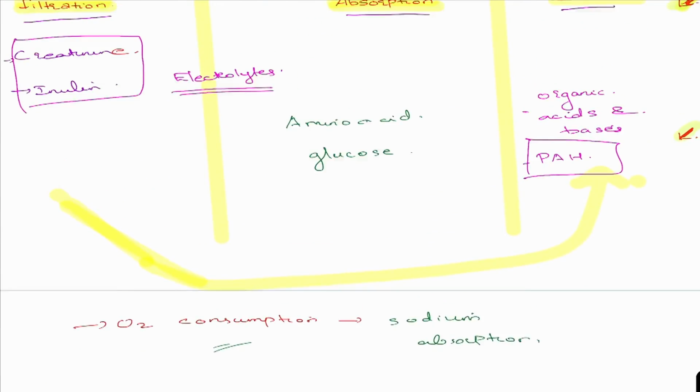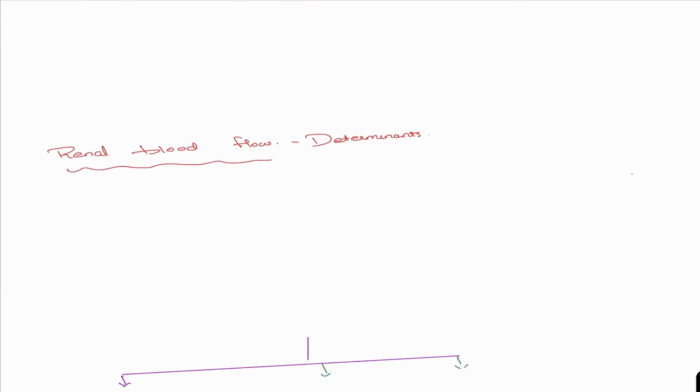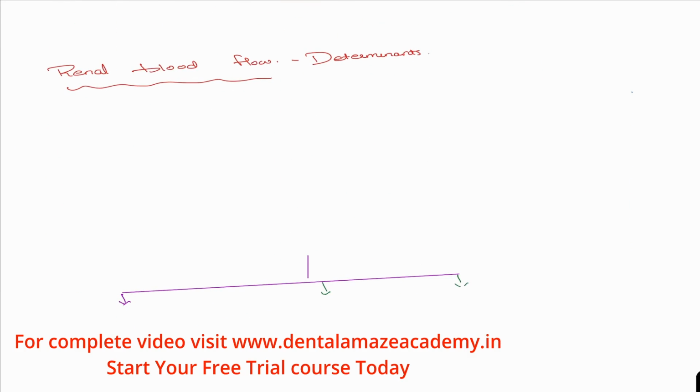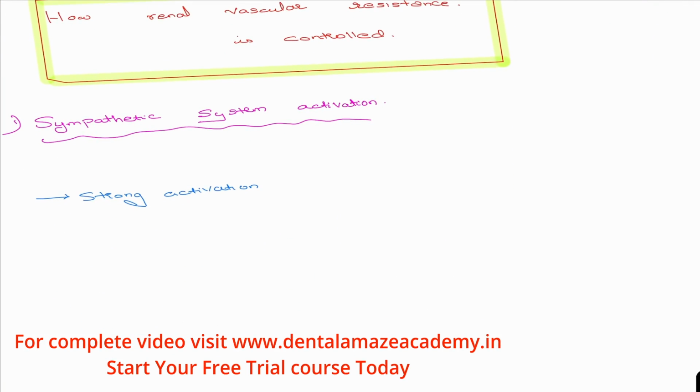So we said there is filtration, and we said there is also blood coming in and being used for the filtration purpose. So now we are going to study the renal blood flow and its determinants. Now, how is renal vascular resistance controlled? We said it is the sympathetic system, then hormones and local mechanisms.